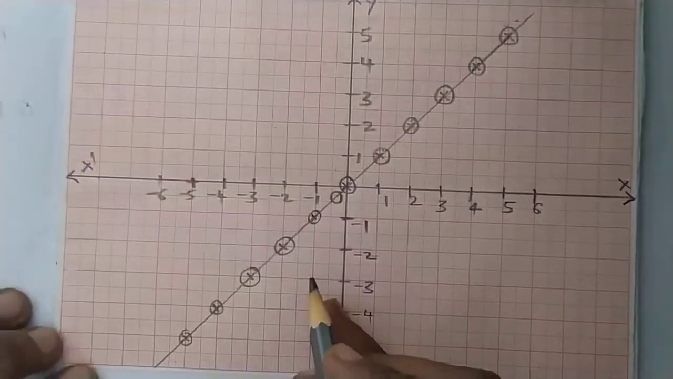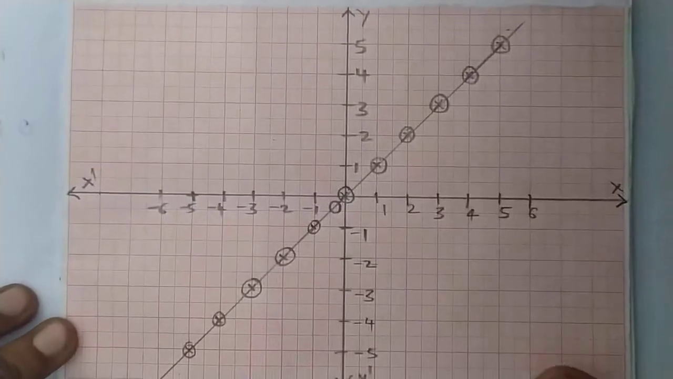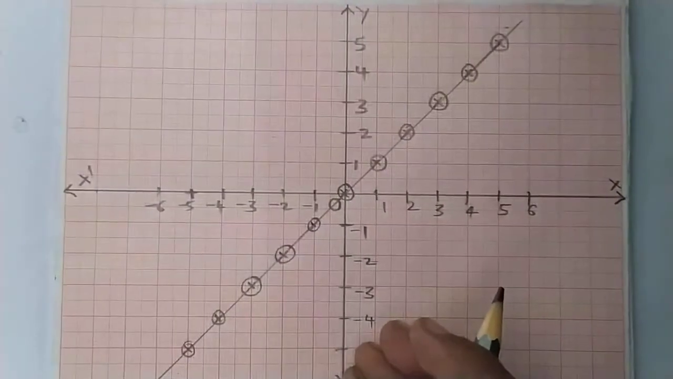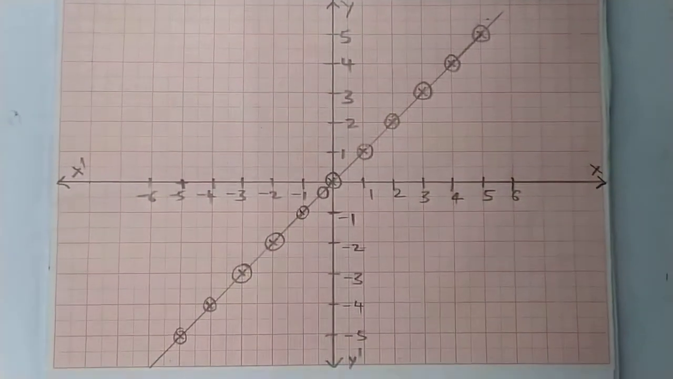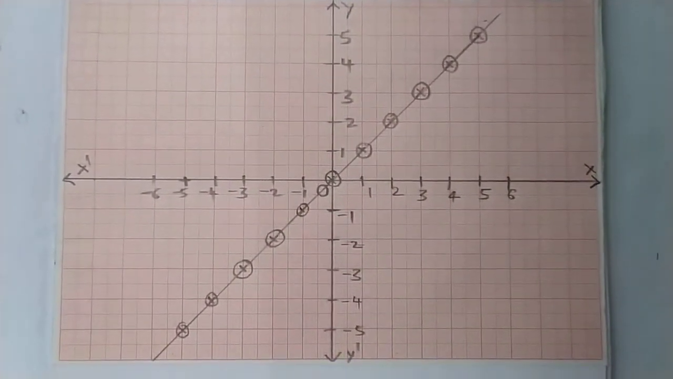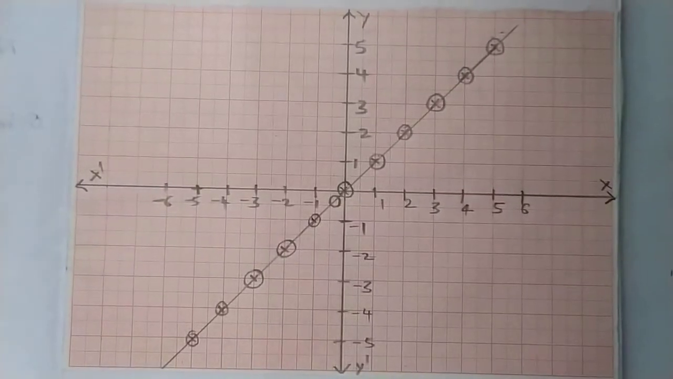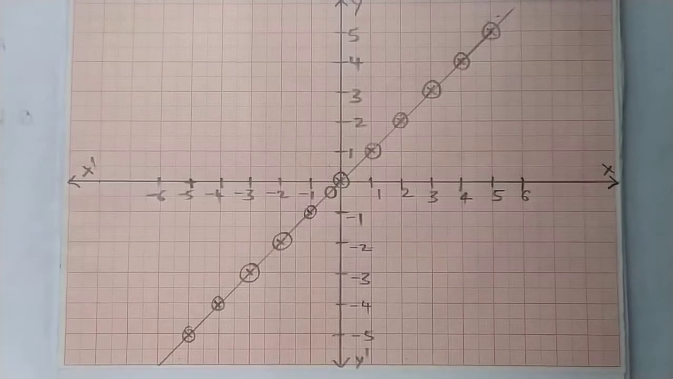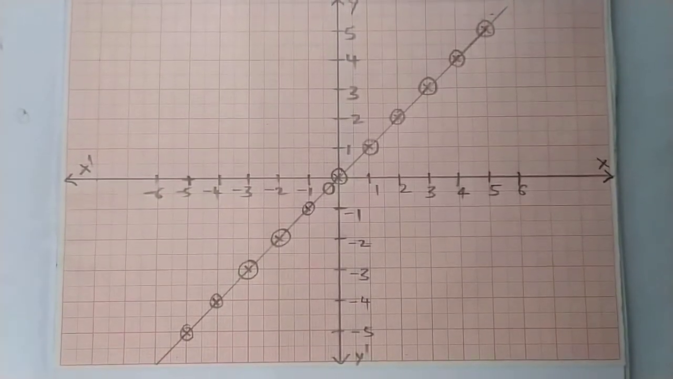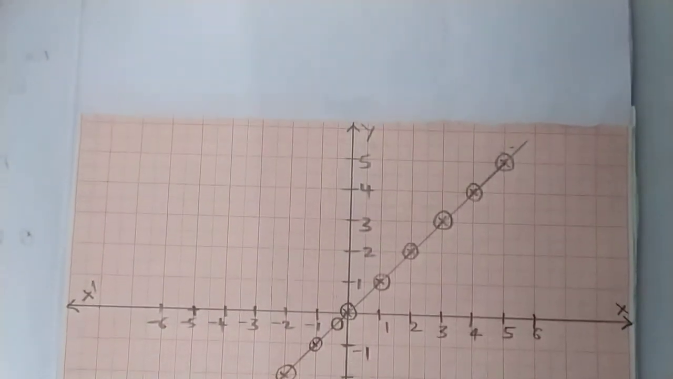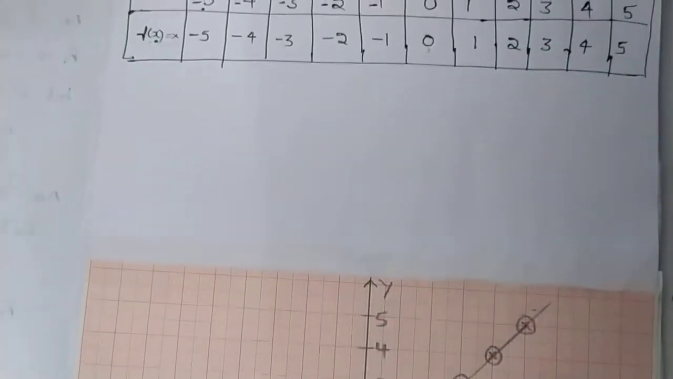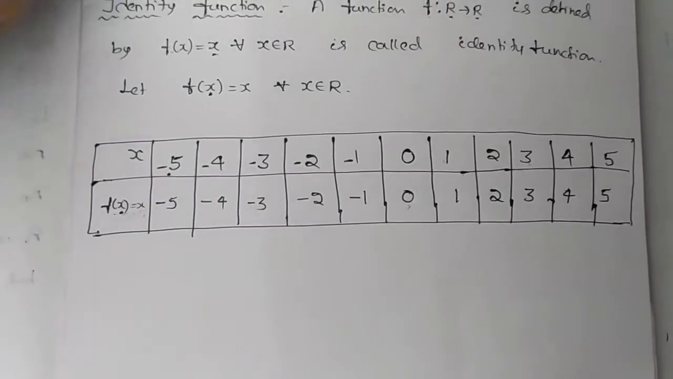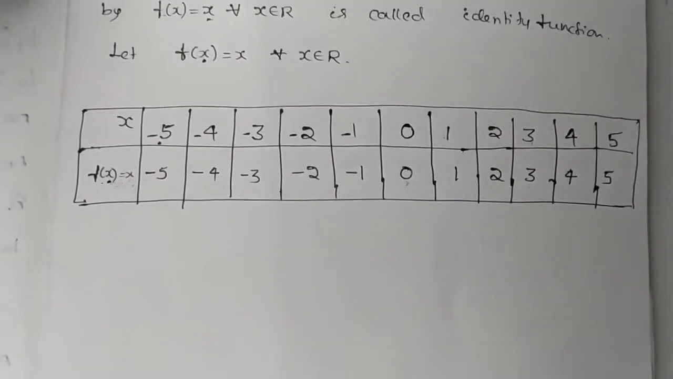Hence, this graph is important for your examination. It carries 5 marks. You just note down this graph in your graph notebook without making any kind of mistakes. Once again, you just go back. It is the definition of an identity function.